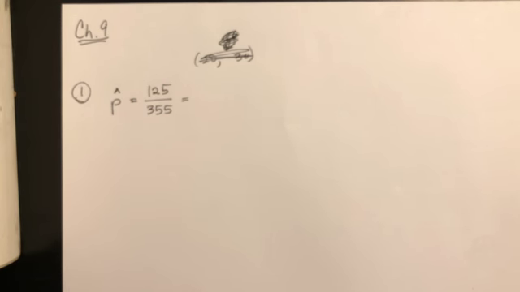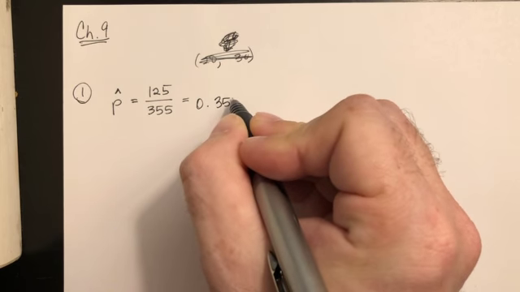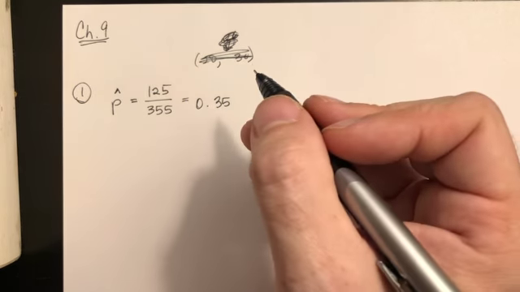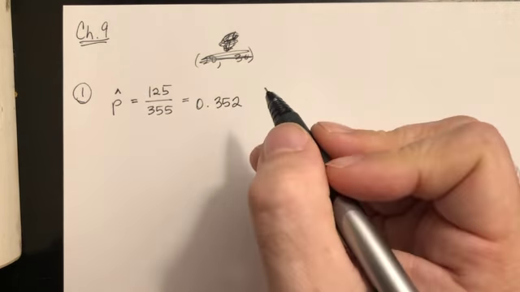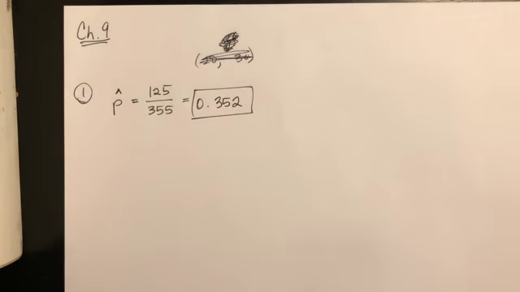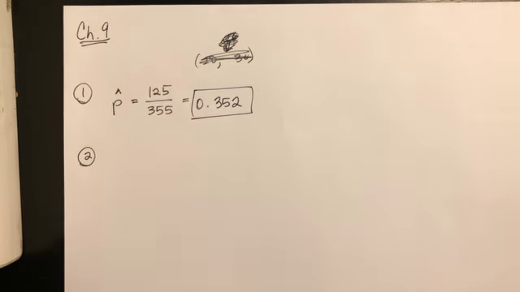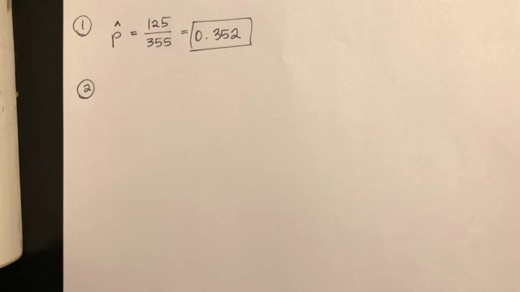So really it's just 125 divided by 355, which is 0.352. I don't know how many decimal places they want. Oh, 3 decimal places. So 0.352. Yeah, I left the multiple choice questions on these. Sometimes you need a little help. Maybe that helped. Okay. Number 2. That's all they wanted. They just want the point estimate. Nothing about confidence intervals. They just wanted to get you into it.